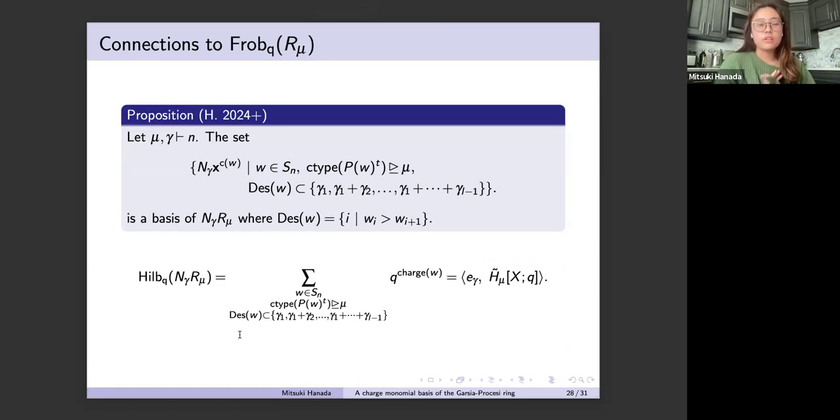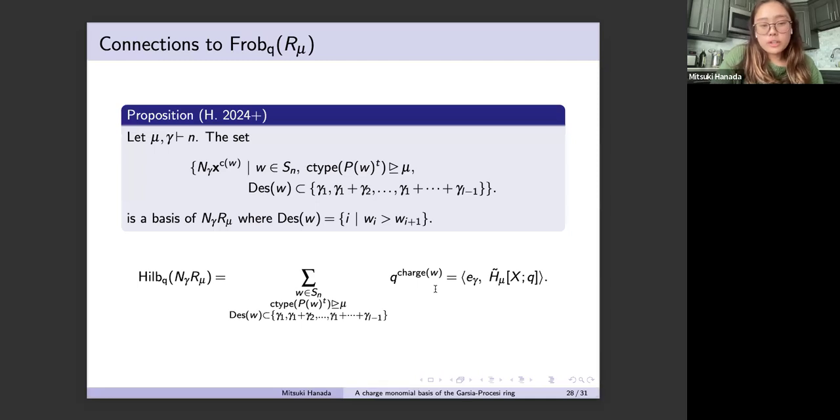This is a natural set to consider when thinking about what we would expect from the modified Hall-Littlewood picture. So if you cheat a little and try to reverse engineer what's going on, you can see that the inner product between E gamma and this modified Hall-Littlewood polynomial can be written as a sum where we have the same condition on the catabolizability type and also this condition on the descent type. So if we can show that this n gamma set of monomials is indeed a basis, we do have that the Hilbert series exactly matches what we want from the modified Hall-Littlewood picture.